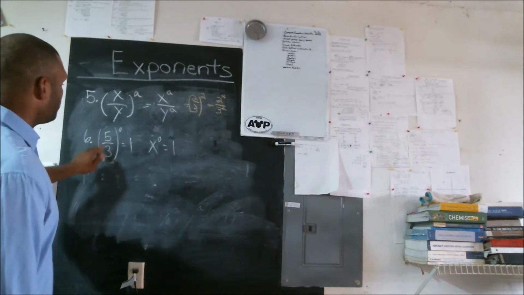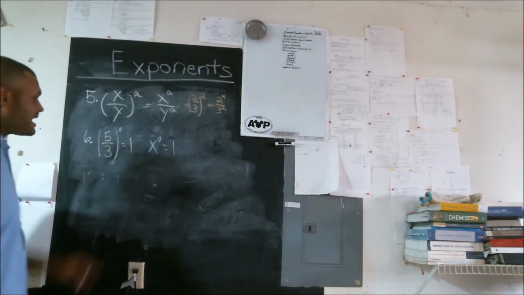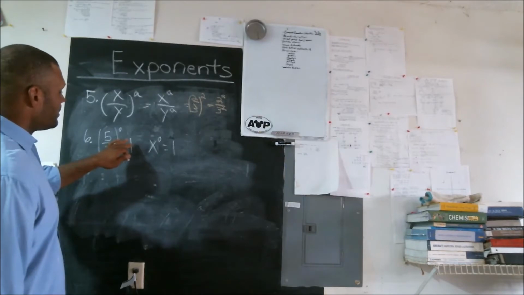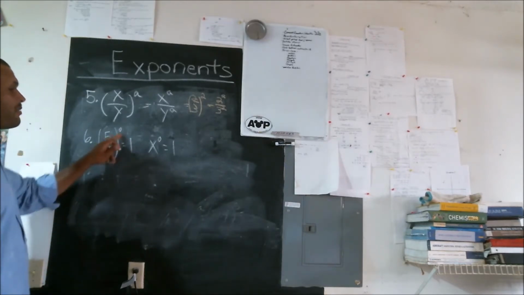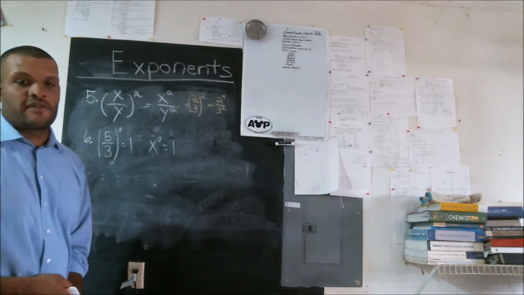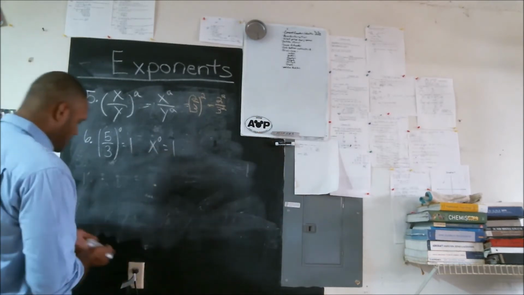Okay. If this was x, any number to the 0 power is going to equal 1. It's going to give you 1 every time. All right. We'll leave that up there also.